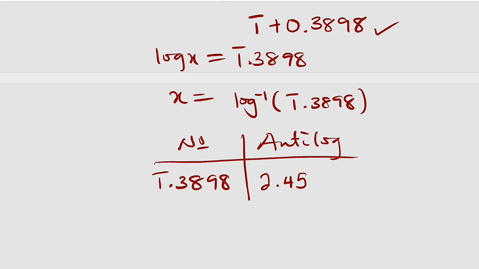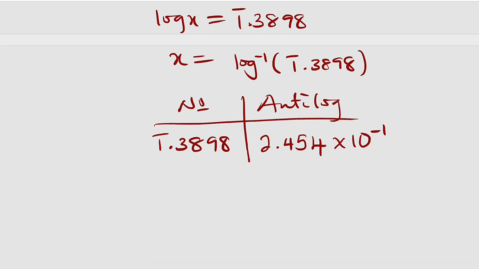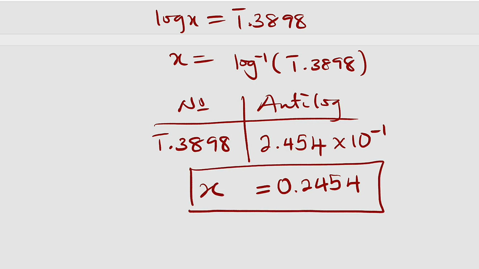We are only looking for the first 4 digits, so this is 4. Then you multiply this by 10 raised to the power of this value right here. It is -1. And this 10 to the power of -1 will shift this point backward once. So finally, you see we have 0.2454, which is just the value of x. And this is the solution to this problem.